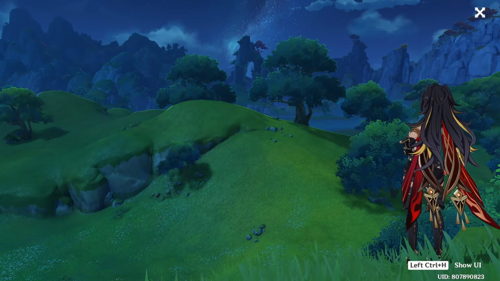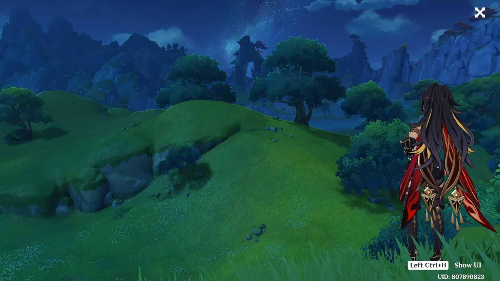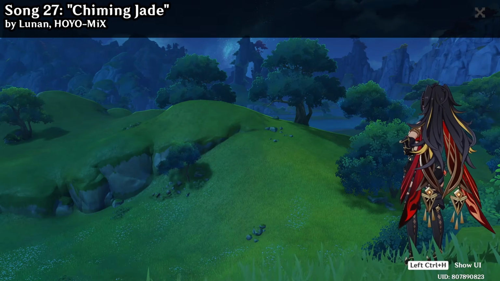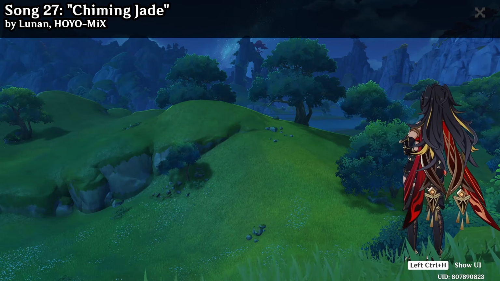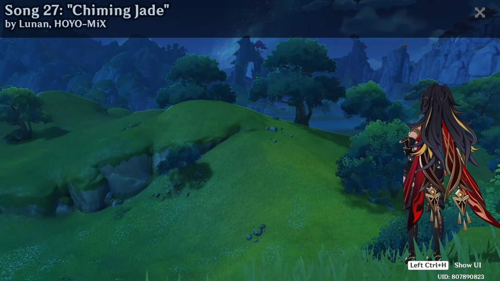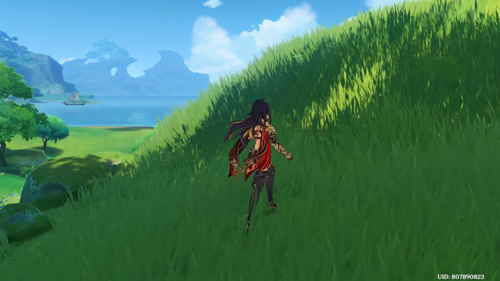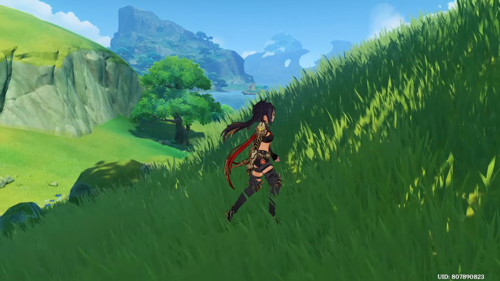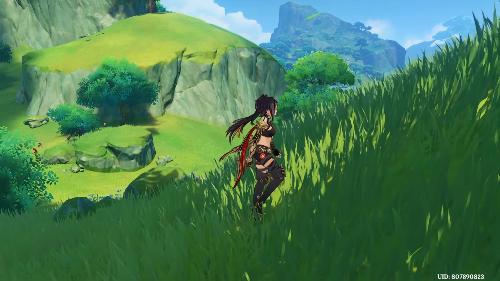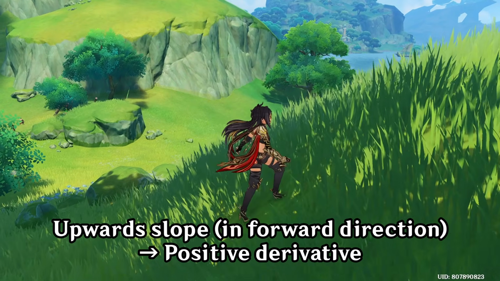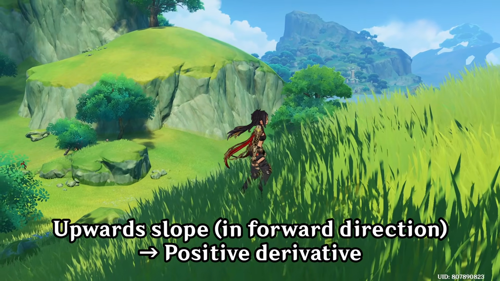In this scenario, the direction the player is moving refers to the positive x direction, and the elevation of the hill is the function. When approaching the top, we can see that as the player is moving forward, their elevation is slowly increasing. This would correspond to a positive derivative.